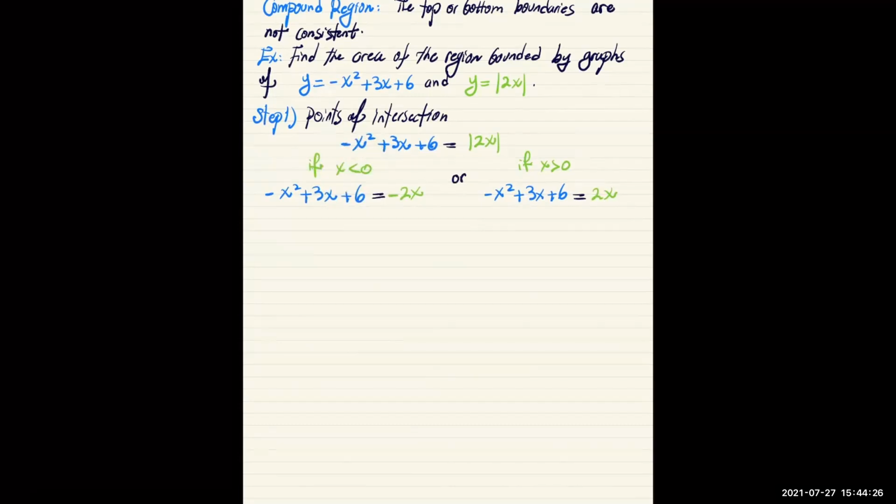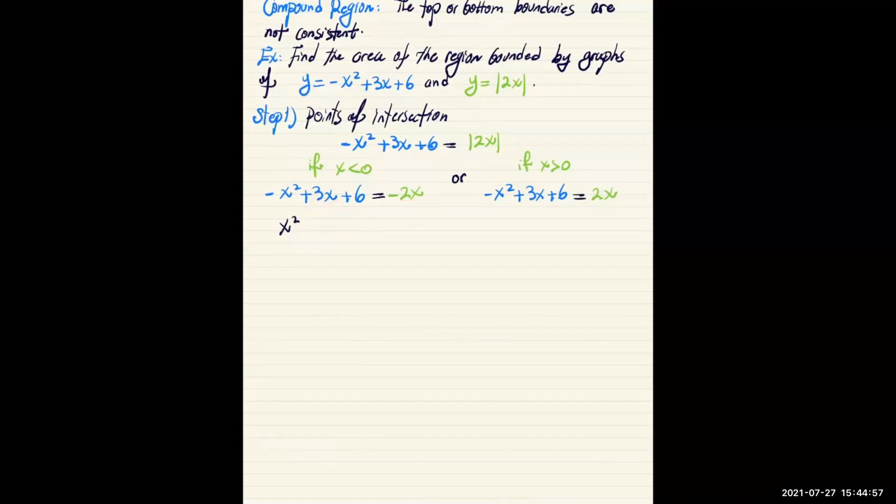Just move everything over to one side and set equal to 0. Let's move everything to the right. I'm going to move all of this to the right, because I want that negative x squared to become a positive x squared. So move to the right, you get positive x squared. Move this to the right by subtracting the 3x, you get minus 5x. Move the positive 6 to the right, it becomes negative 6, set that equal to 0.